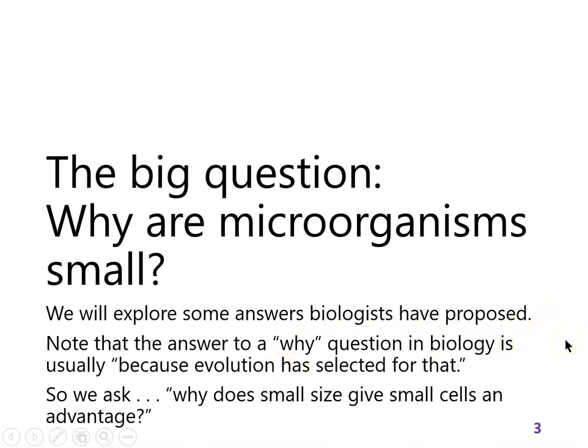We say, well, in the understanding of modern science, any living thing is the way it is because evolution has pushed it to be that way, because organisms with those traits were successful in the past and they were able to reproduce and have offspring with those traits. And so we can think about the small size of microorganisms through the lens of evolution.